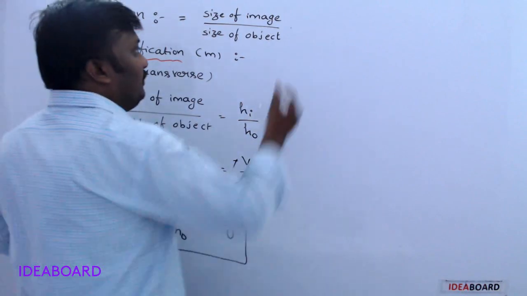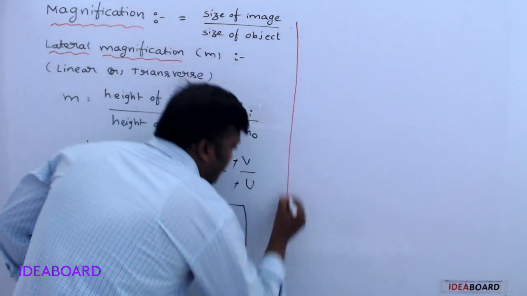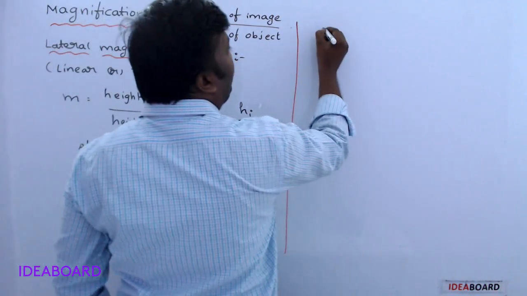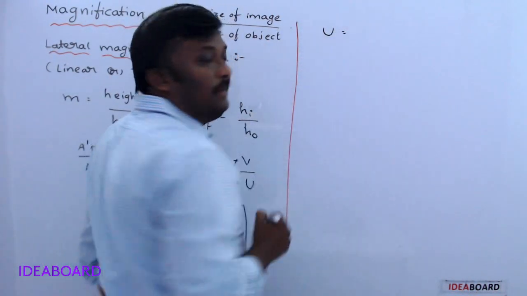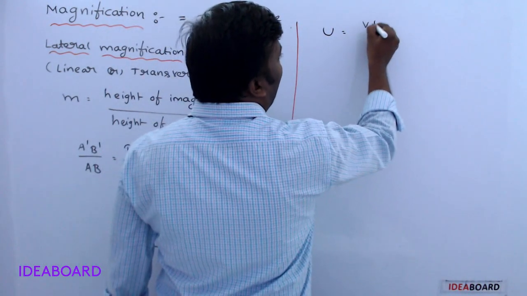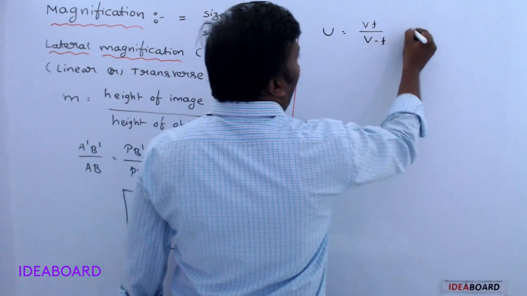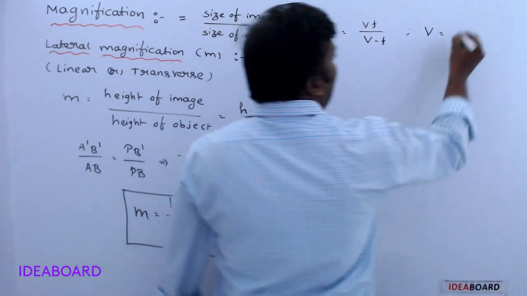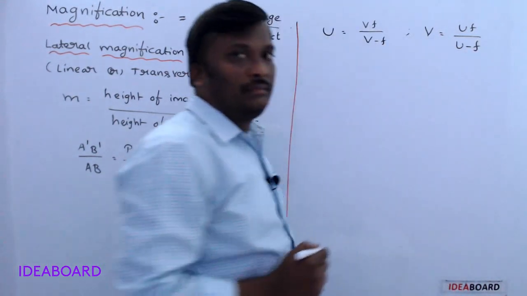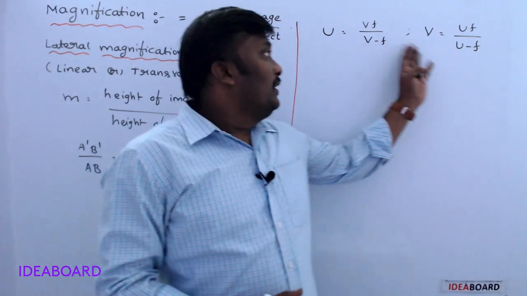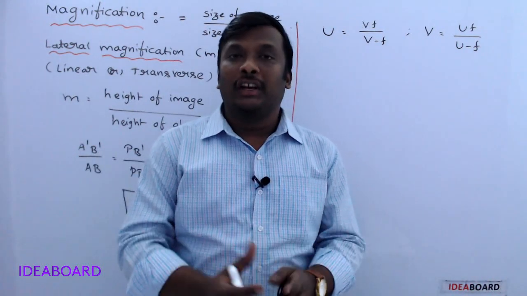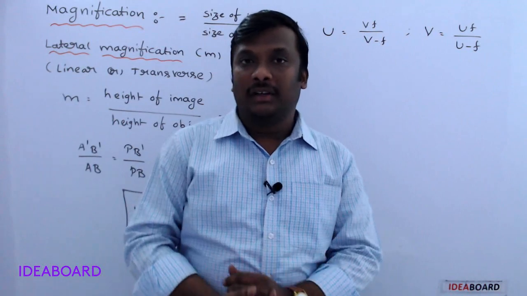Okay, now in yesterday's class, we got the formulas for object distance and image distance. Object distance u is equal to vf by v minus f. Image distance v is equal to uf by u minus f. Okay, these formulas were explained in the last session only. If you didn't watch that video, please watch the video.